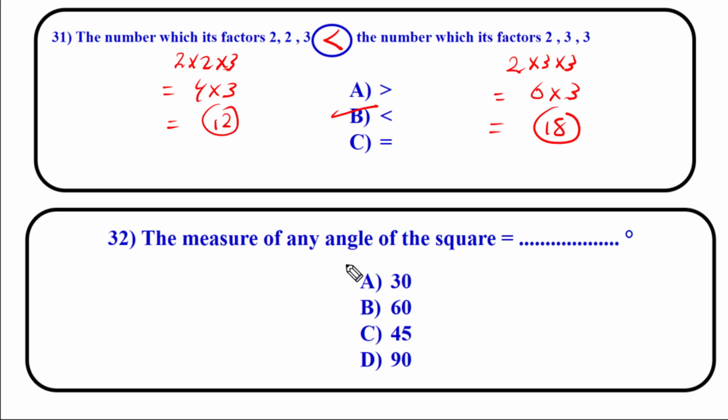Next, the measure of any angle of the square equals what, guys? Yes, we studied before that all angles are right angles. So the measure of any angle equals what, guys? Equals 90 degrees. So the correct answer here is D.